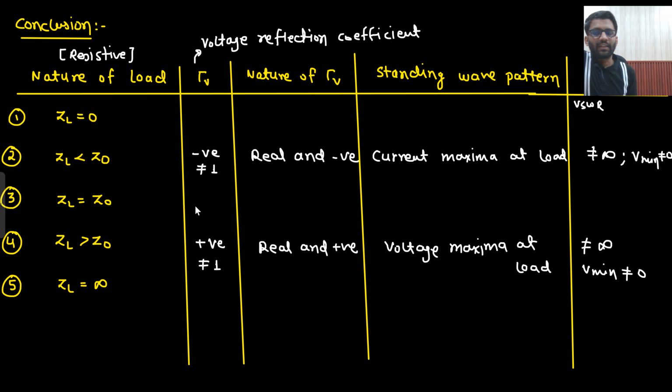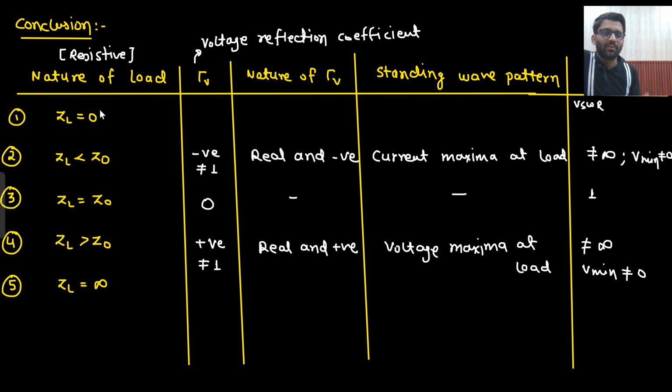Okay, ZL is equal to Z naught. When ZL was equal to Z naught, then your gamma V was 0. What you will write as nature, it is 0 only. So certainly it is 0. There was no standing wave pattern and the standing wave ratio was 1. Like 1 plus gamma upon 1 minus gamma, 1 plus 0 divided by 1 minus 0. So the standing wave ratio was 1.